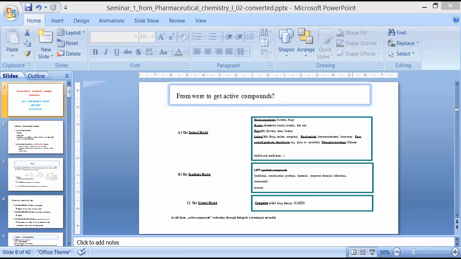Now, to call them active compounds, whatever active compounds or active drug molecules we have synthesized or derived, we first have to do their evaluation. Biological screening is a must. Whenever we call a compound active, that active compound must be evaluated through the biological screening procedure. Then and only then can we call them an active compound.